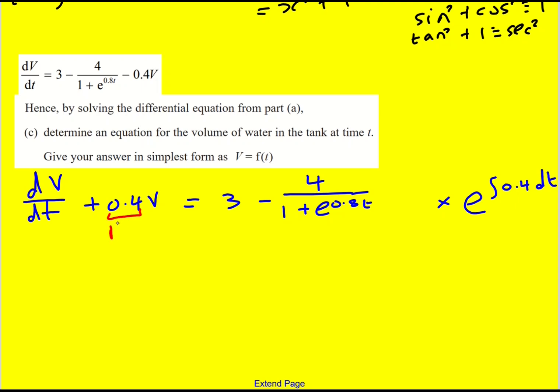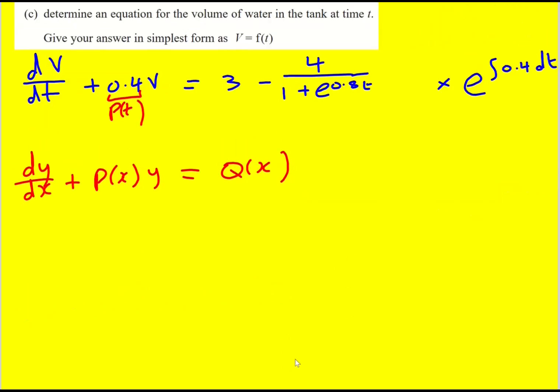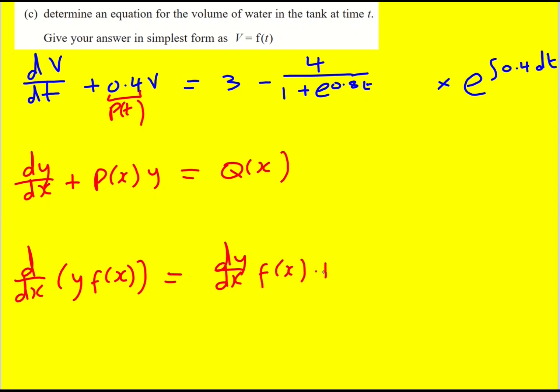This here is our p of t. But I'm going to write it down a little bit more generally. Let's say I had dy by dx plus p of x times y is equal to q of x. So I know when I differentiate y times by some sort of function, then I would get dy by dx f of x plus y times f dash x.